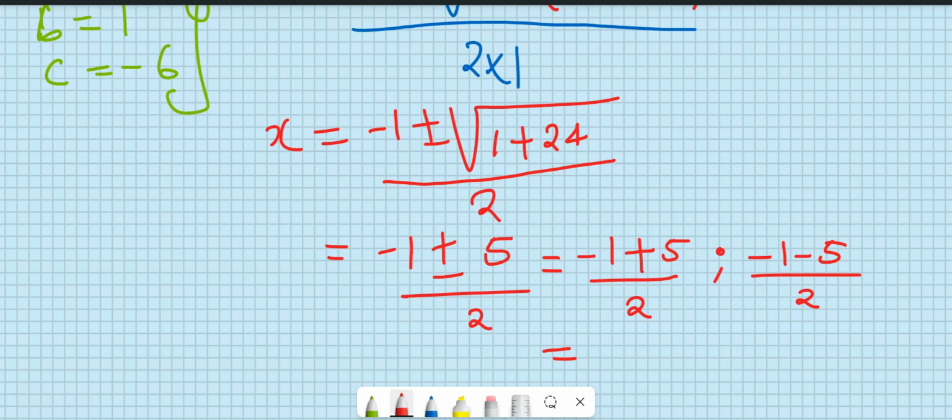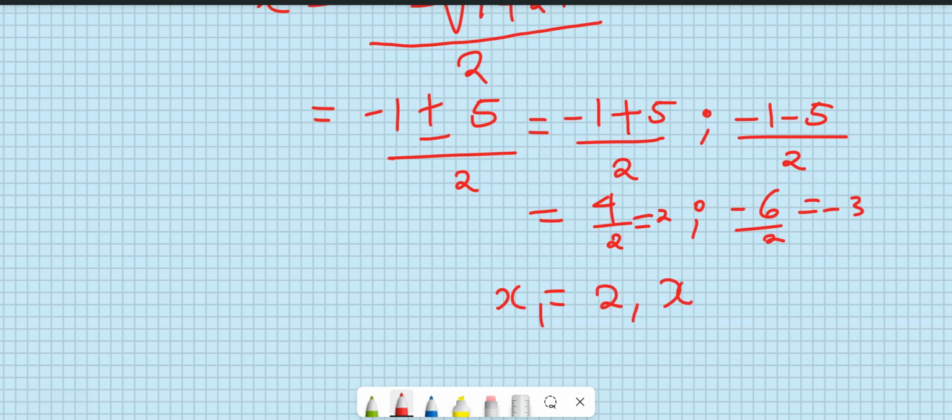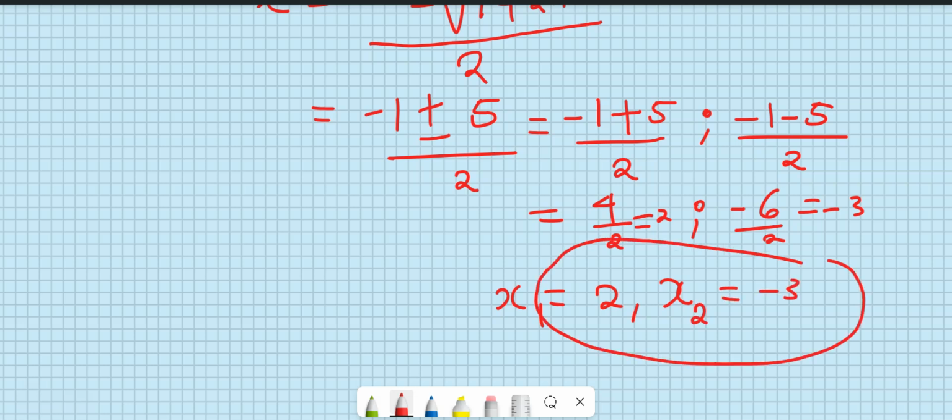This means that our first x will be negative 1 plus 5 is 4, divided by 2, which is 2. Then our second x will be negative 1 minus 5 is negative 6, divided by 2 is negative 3. So therefore x1 equals 2, and x2 equals negative 3. And that's how we solve a quadratic equation using the quadratic formula method.